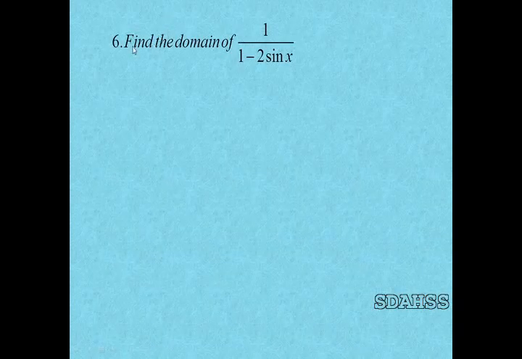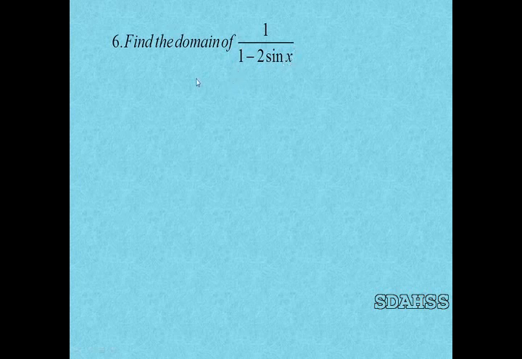Sixth sum. Find the domain of 1 by 1 minus 2 sin x. Domain means possible values of x. What are the possible values of x? For that, the denominator should not be 0. If the denominator is 0, we cannot find the value.